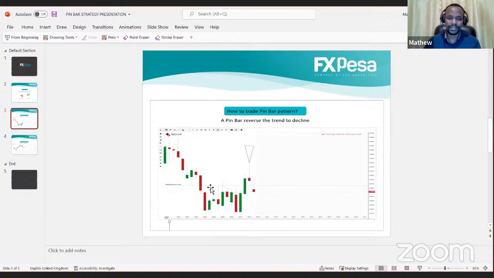That is starting from the left, and then right at the middle, we have that setup for a bearish pin bar. So it's a signal for the downward movement.